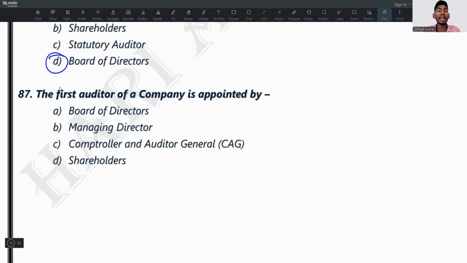So moving to question number 87, the first auditor of a company is appointed by whom? Here nowhere is it mentioned whether it is a government company or non-government company, so you might assume it as a non-government company. The first auditor is appointed by the board of directors.